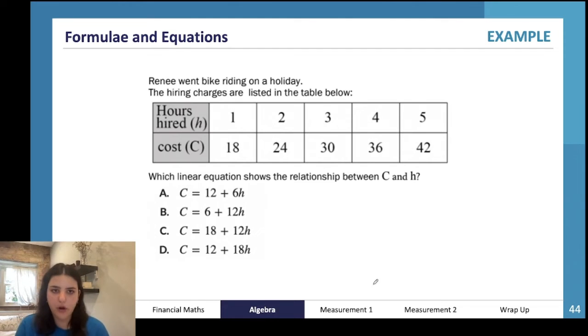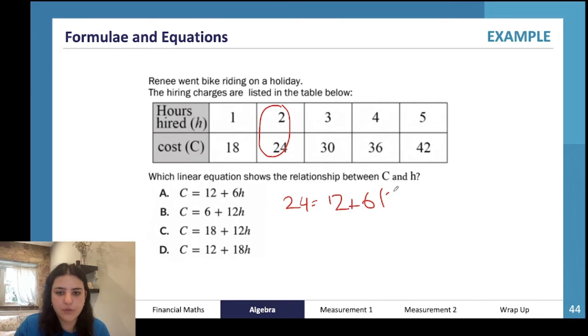Renee went bike riding on a holiday. The hiring charges are listed in the table below. What linear equation shows the relationship between C and H? So there's something to do with the hours hired and the cost. So going to test each of them. Let's use this as our testing column. So C is 24 equals 12 plus 6 times 2, which is our H. That is true. 24 is equal to 12 plus 12. So we think this is true so far.